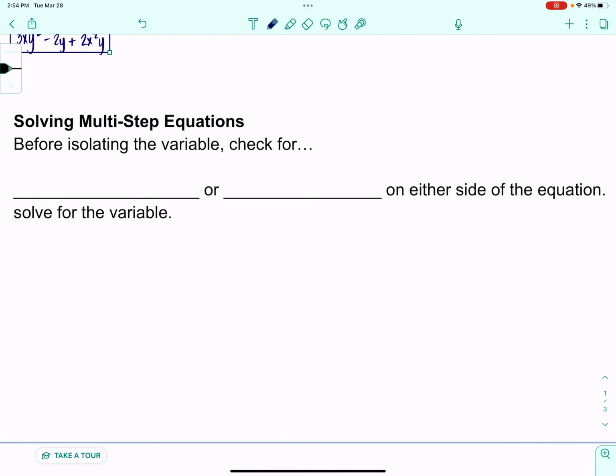In the last video, we talked about combining like terms. And we needed to combine like terms before we could solve multi-step equations. Now that we have combining like terms in our toolbox, we can move on.